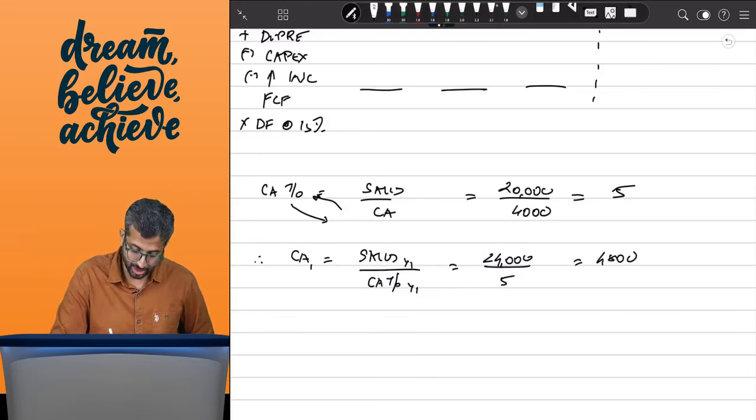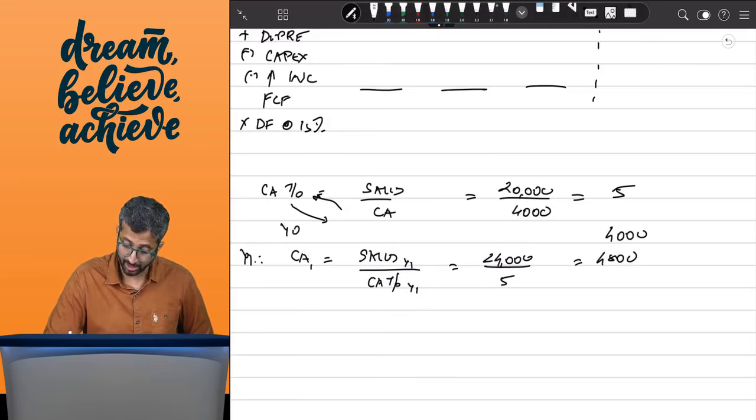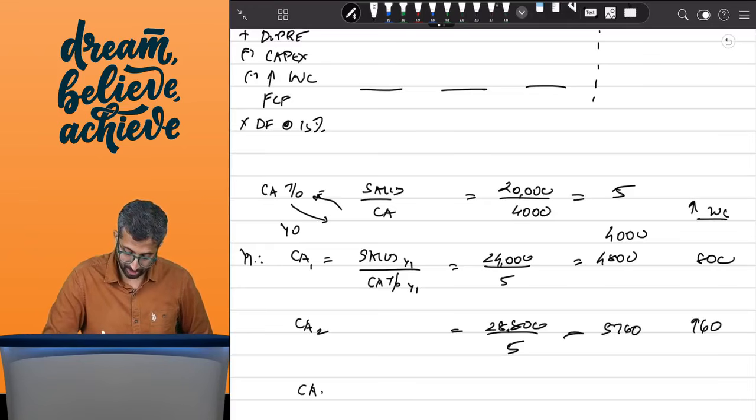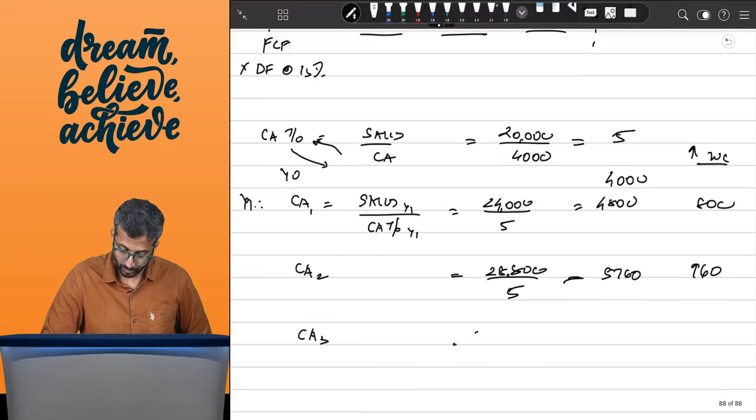But at year 0, my current assets were 4,000, and hence there seems to be an increase in working capital by 800. Similar working for the second year would be sales of 28,800 divided by 5. 28,800 divided by 5 comes to 5,760 minus 4,800, an increase of 960. Current assets of year 3, 34,560 divided by 5.